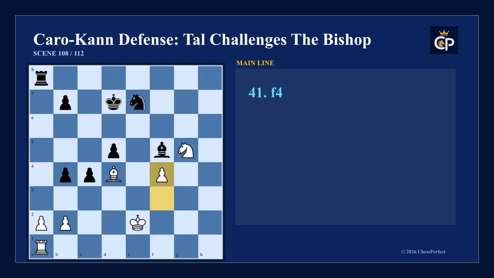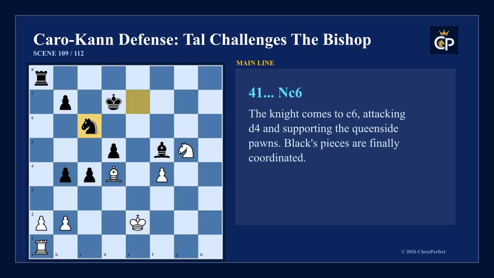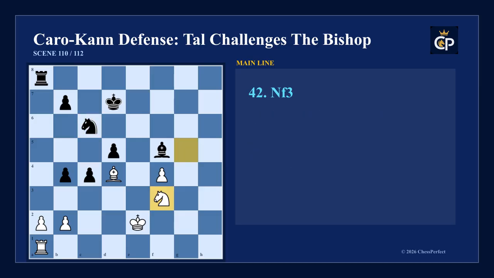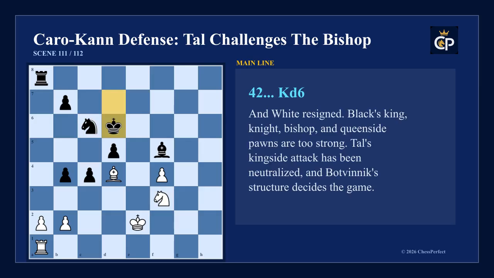f4. Knight c6. The knight comes to c6, attacking d4 and supporting the queenside pawns. Black's pieces are finally coordinated. Knight f3. King d6. And White resigned. Black's king, knight, bishop, and queenside pawns are too strong. Tal's kingside attack has been neutralized, and Botvinnik's structure decides the game.